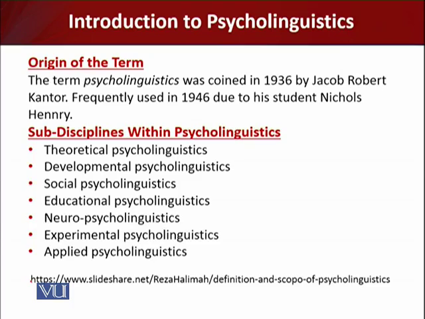Second is developmental psycholinguistics. This is the process of language acquisition, both first language acquisition as well as second language acquisition. The third is social psycholinguistics. Now this refers to the social aspect of language, that language is a string of thoughts and insights, that how the surroundings affect the production of a language, and what are the social aspects and factors that influence one's language production.